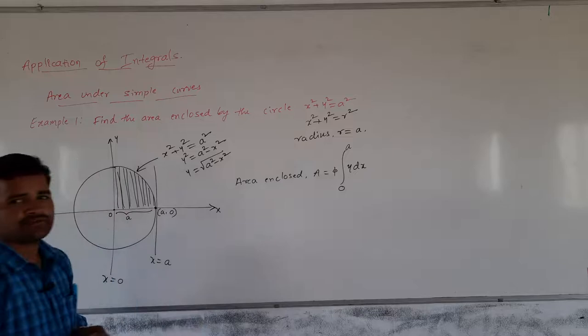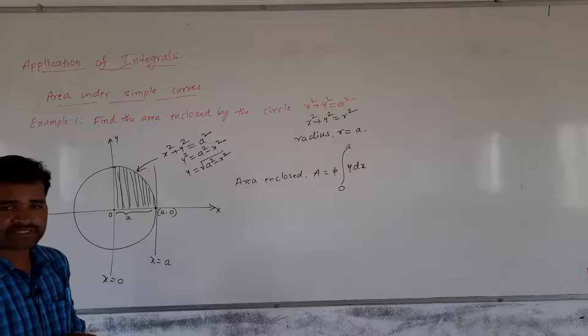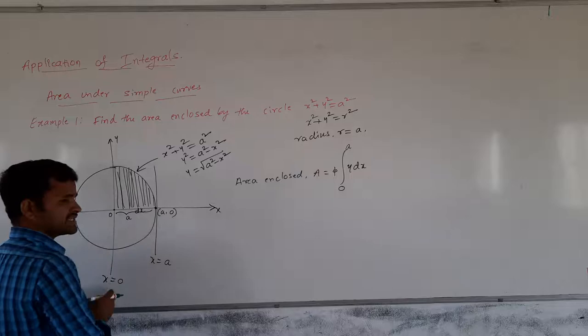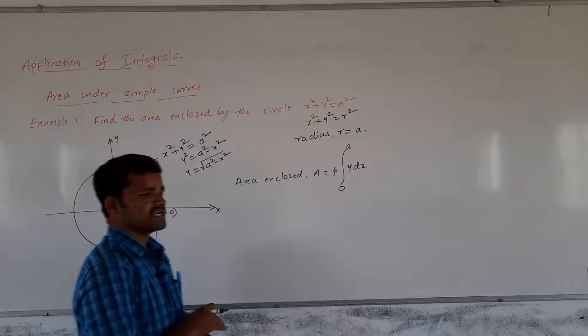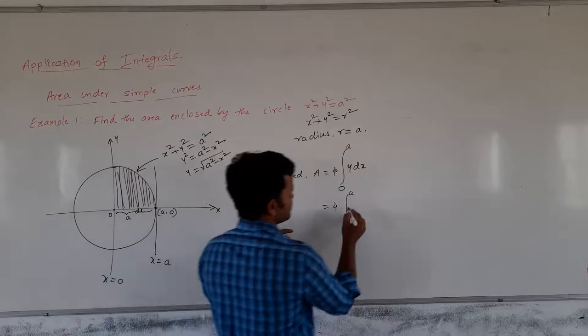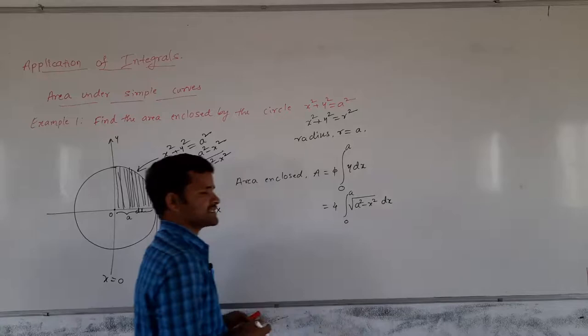See, y is equal to f of x, it is the curve. Then we are integrating with respect to x, means we are considering vertical strips here. Dx will come from which line the area is getting start, x is equal to 0, and at which line the area is getting end, at the point x is equal to a. Now here it is 4 times integrating from 0 to a. What is y? Y is square root of a square minus x square. Write it, square root of a square minus x square into dx.